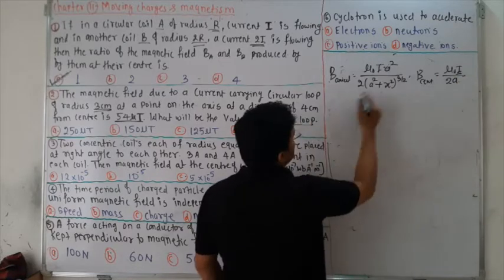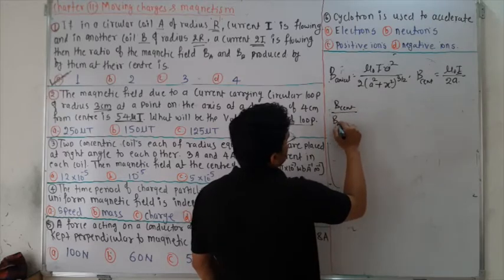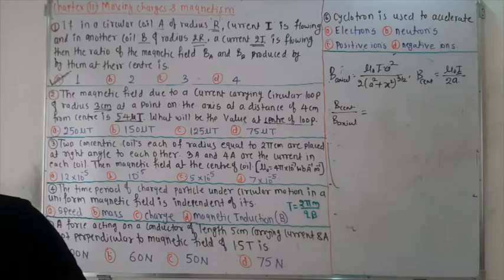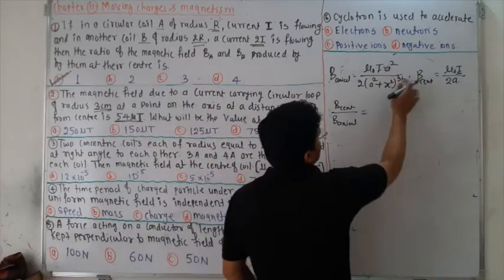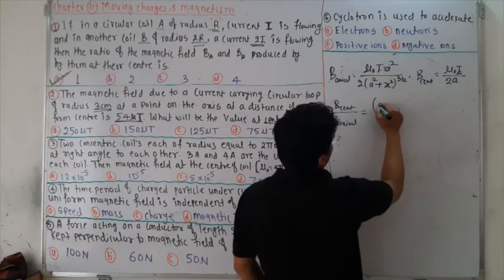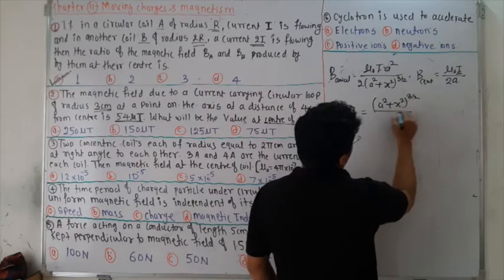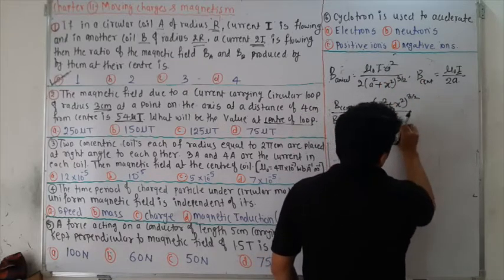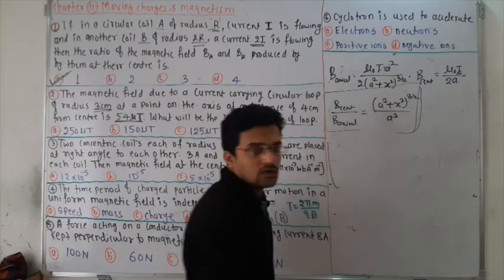So just divide these two equations. B center divided by B axial. If you divide, this mu naught I and the 2 will cancel out, so left is only (A square plus x square) raised to 3 by 2 divided by A cube. A square multiplied by A gives A cube. Already this formula is given while explaining the theoretical part.